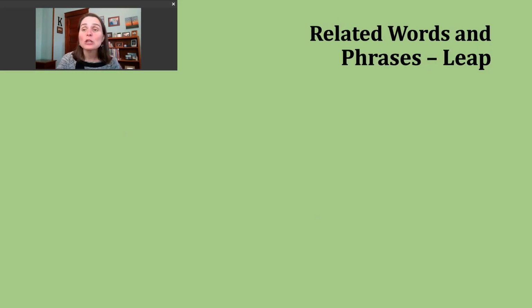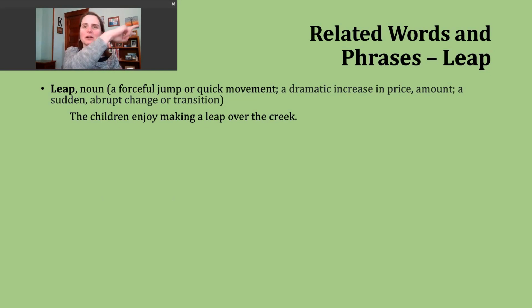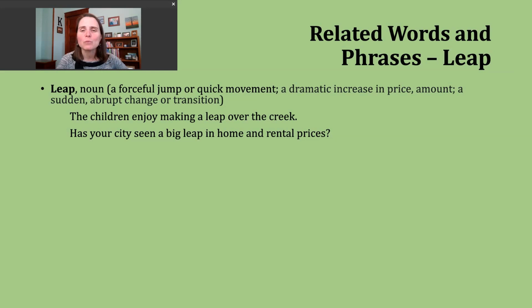Now, let's spend a moment looking at some words and phrases that are related to our verb leap. And the first word we're going to talk about is the noun form of this word. One way to use the noun leap is to talk about a forceful jump or some type of quick movement. An example of this might be, the children enjoy making a leap over the creek. Right? So this is generally a smaller body of water, not as wide as a river, right? So they might get a running start and then jump over that moving water.